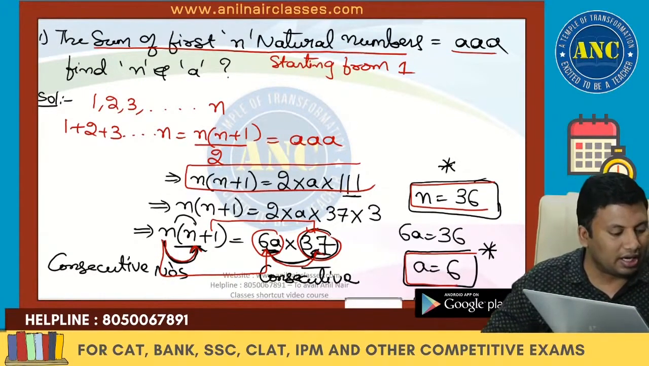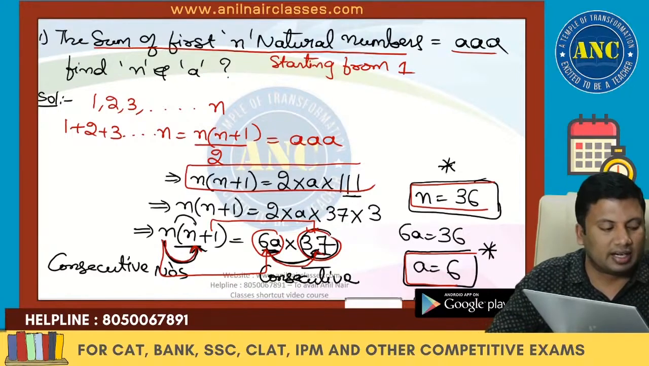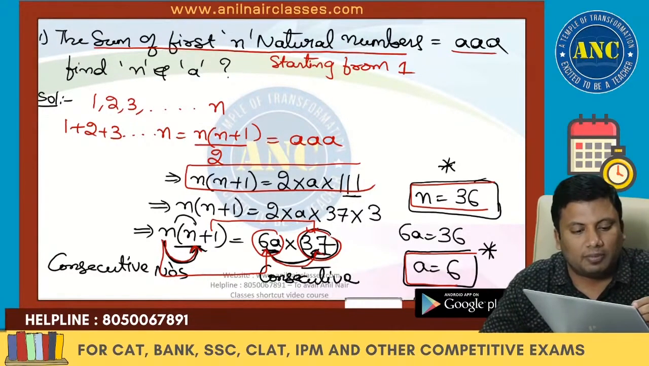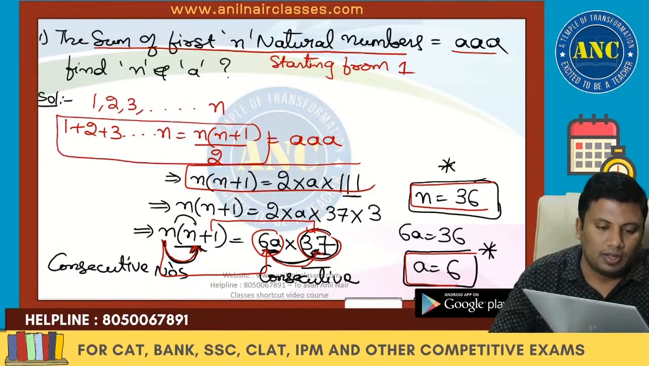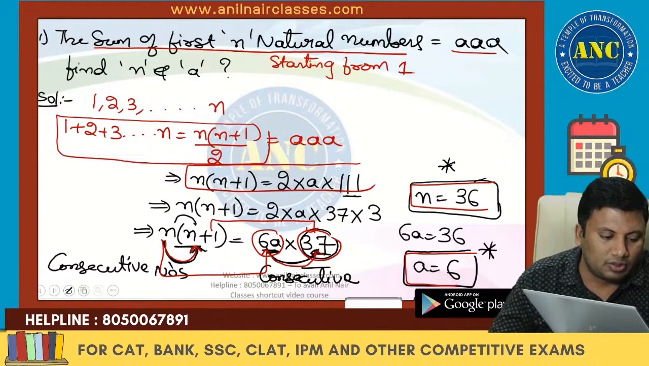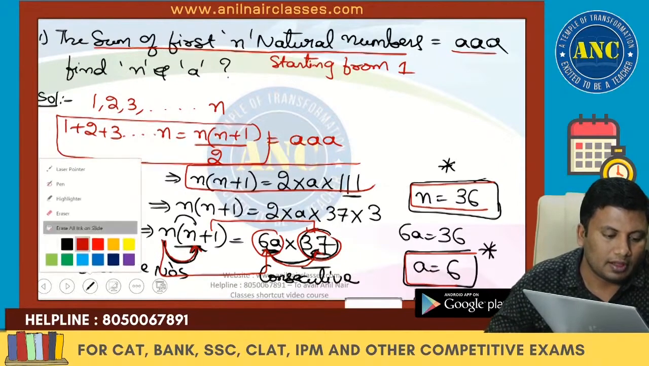Previous year question. I hope the idea is clear. Sum of the first n natural numbers is given by the logic n into n plus 1 by 2. Second question.